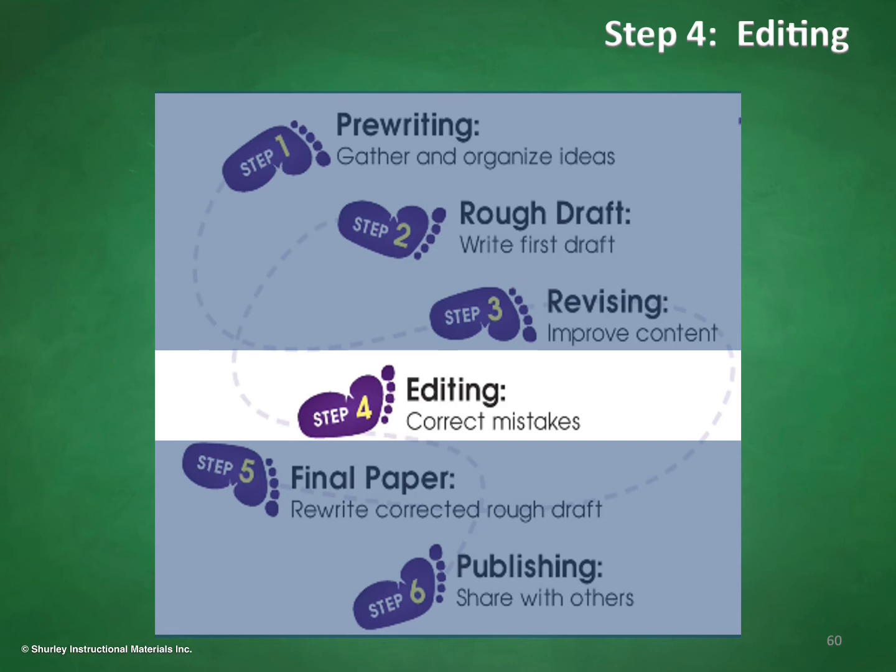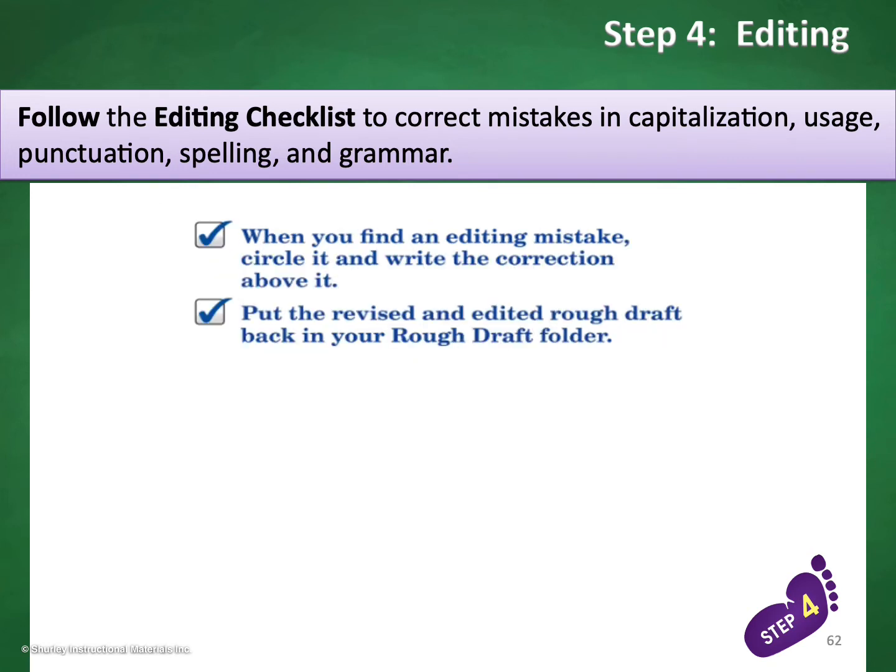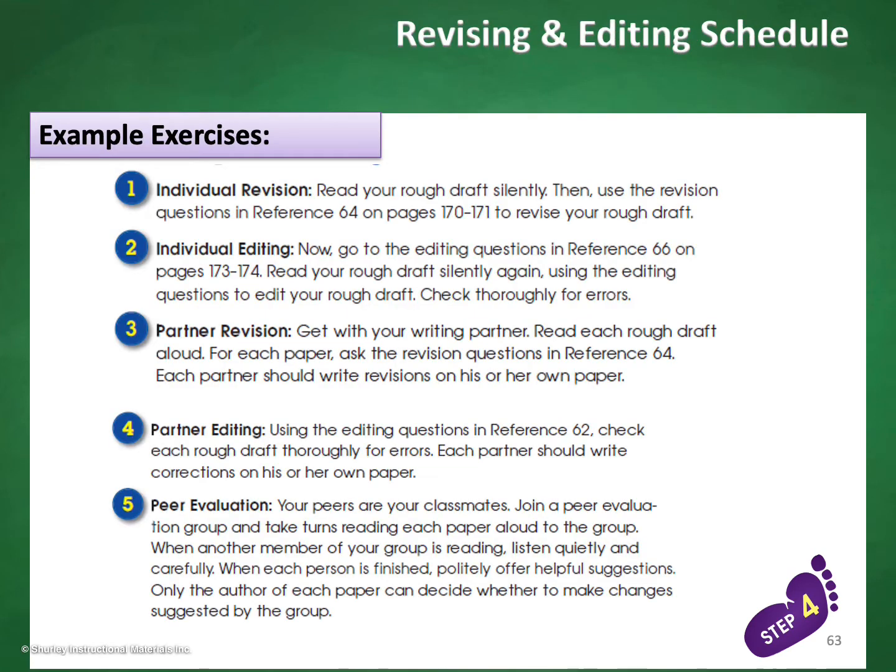After revision, students will move immediately into step 4, editing the rough draft. Students will follow the editing checklist to correct mistakes in the conventions of writing. Don't forget, conventions are one of the effective traits of writing. The conventions include capitalization, usage, punctuation, spelling, and grammar. When students find an editing mistake, they will learn to simply circle it and write the correction above it.